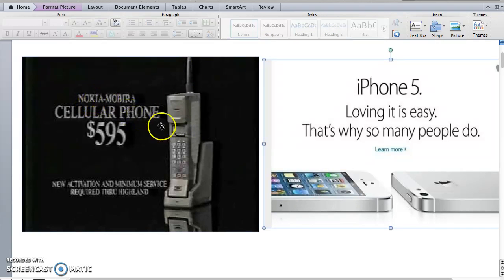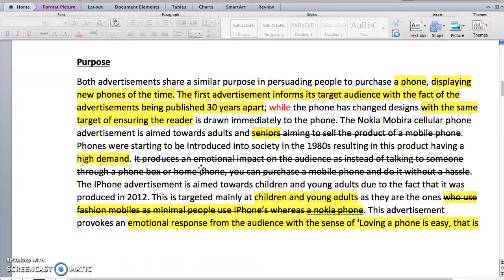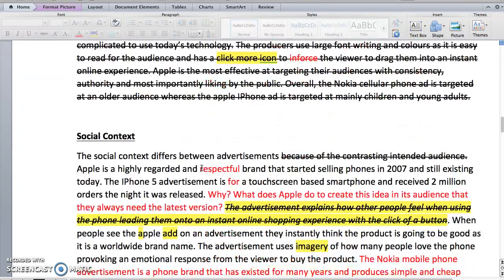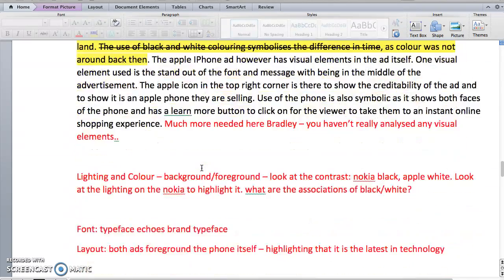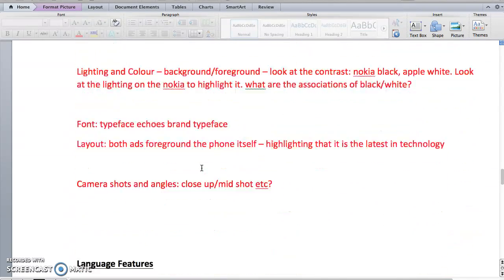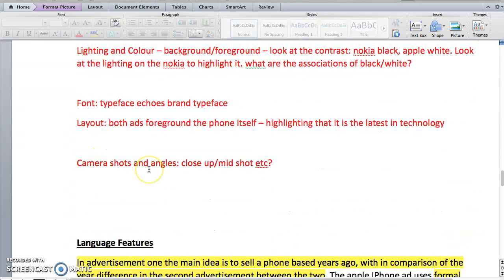The sight lines aren't quite so much drawn down. That's the kind of thing you need to be looking at, Bradley. More work needed here. I've written a few notes, but you need to go back and look at this. Look at the camera shots and angles. Are they close-ups, mid-shots, etc.?